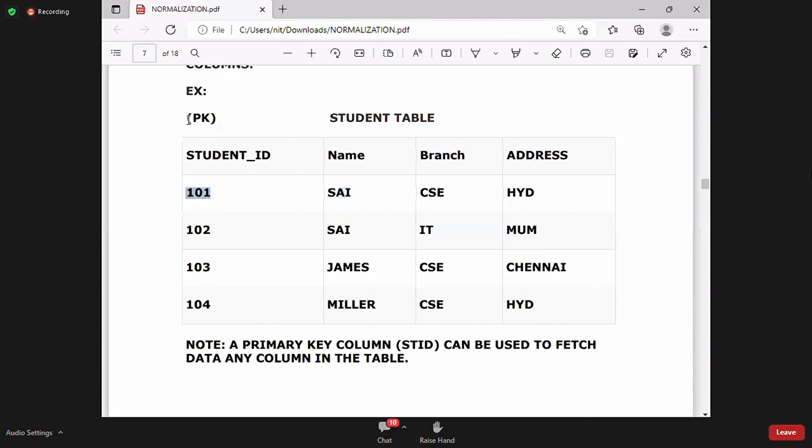No. The primary key does not accept duplicate values, so it always maintains uniqueness. That means instead of knowing the name, branch, and address, what do you need to know? The ID. Based on that ID number, the entire details of that student will be fetched from the table.